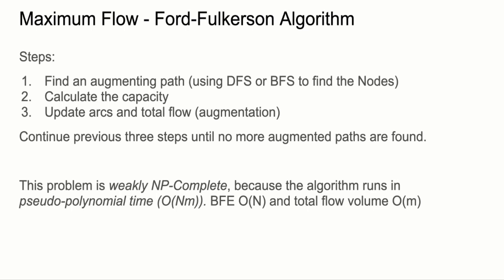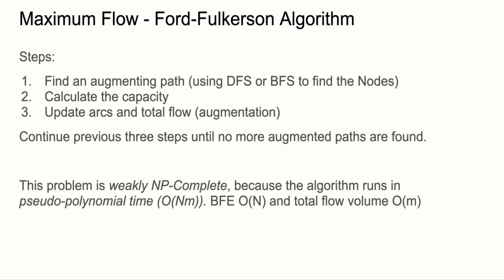So first, we find an augmenting path using either depth first search or breadth first search to find nodes. Ford-Fulkerson algorithm is considered a greedy algorithm. So part of the first round of steps is just finding a path, any path. Next, once we find that augmenting path, we will calculate the capacity of that path. Then we will update the arcs and the total flow. The way that we find that capacity, we're going to go over in the next chart. And the way that we update the flows is also called augmentation.